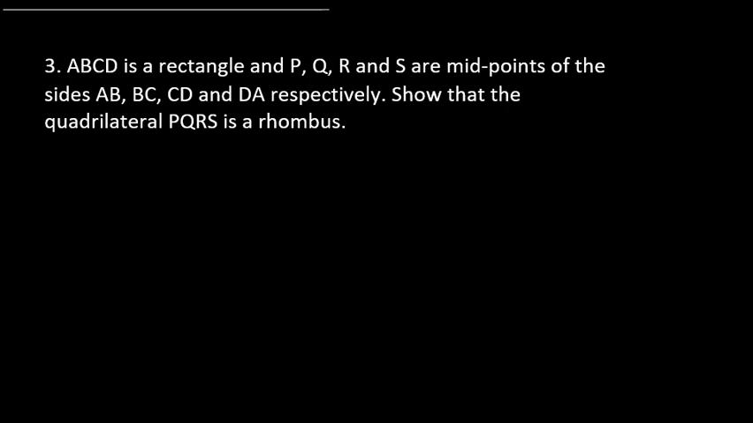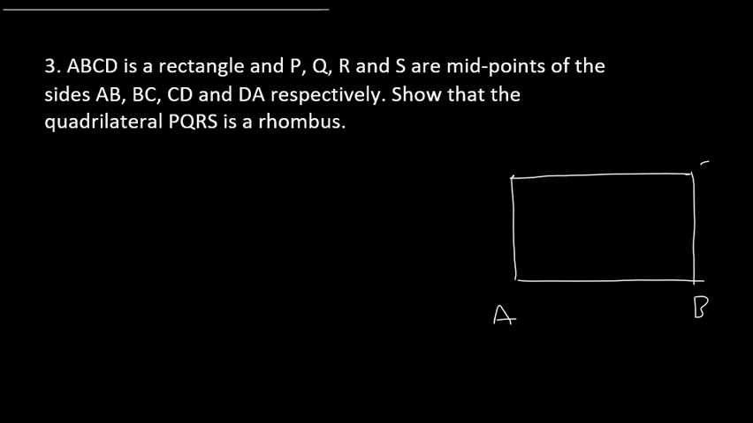So it is given that ABCD is a rectangle. I will first draw a rectangle A, B, C, D. And I will take the midpoints P, Q, R, S. I will take P on side AB, Q on side BC, here I will take R and here I will take S.